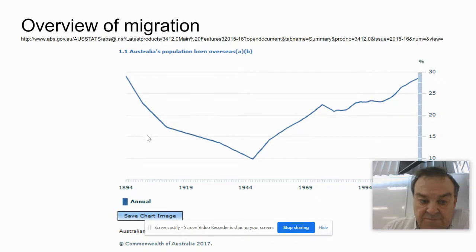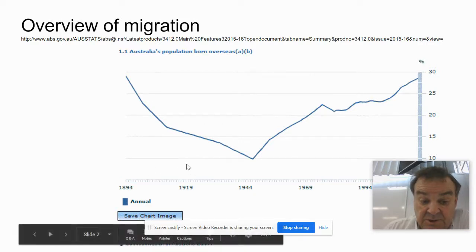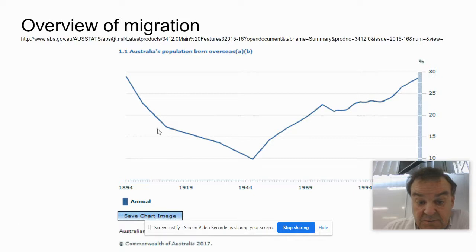As you look here, World War I, moving back to Year 9, was 1914 to 1918, and then in 1919 we have the Spanish flu, so migration is going down. 1939 to 45 we have World War II. Now after World War II, from 1945-46 onwards, you can see migration starts to steadily increase. And that's the period of time that we're going to look at over the next couple of weeks.